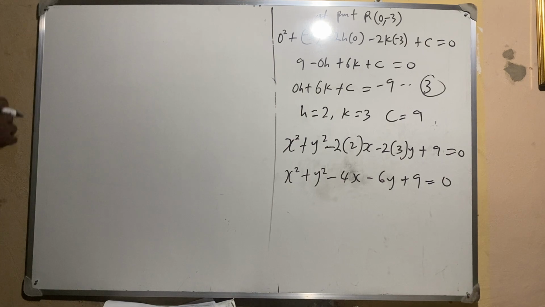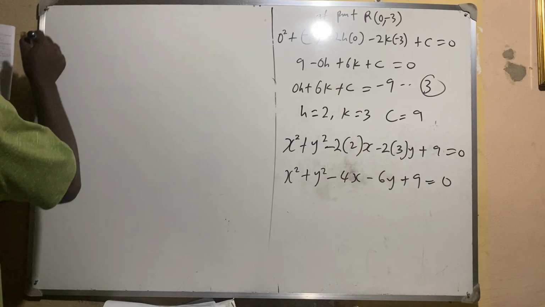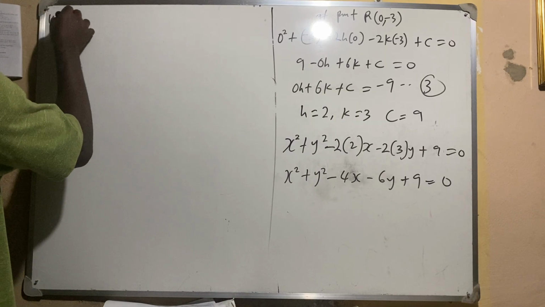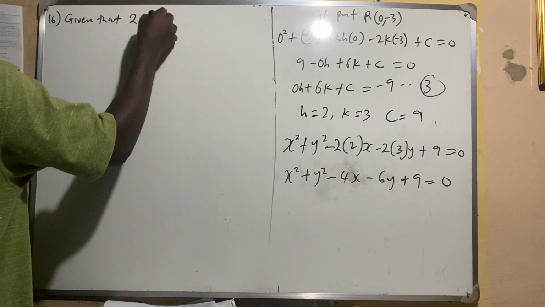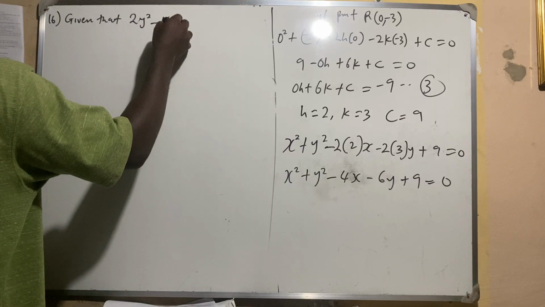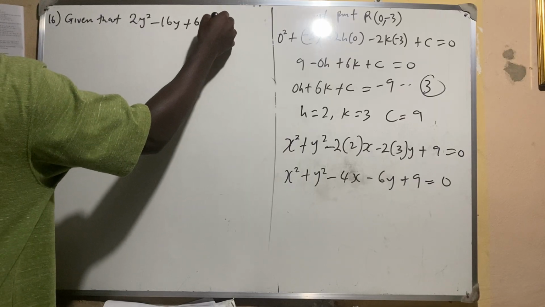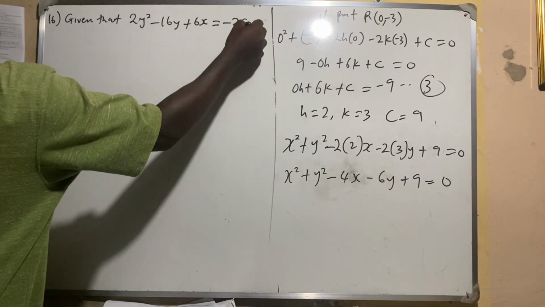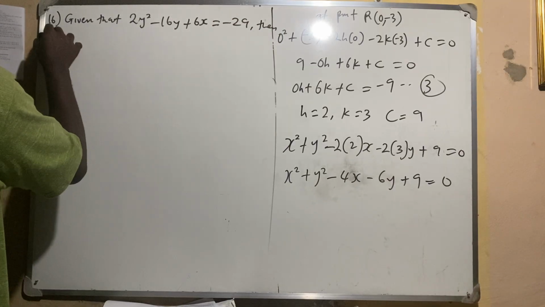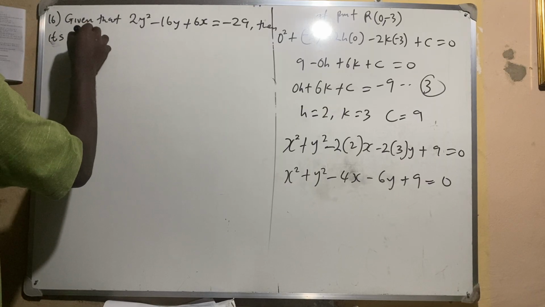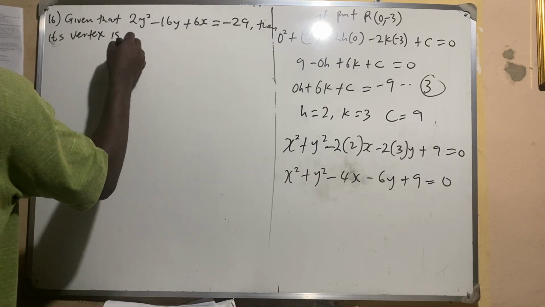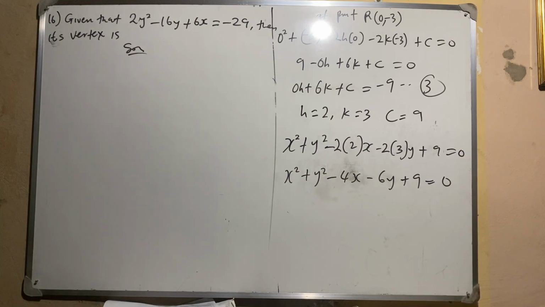Yes. So question number what now? I think question number 17. Or question number 16 rather. Question number 16 said, given that 2y squared minus 16y plus 6x is equal to minus 29, then its vertex is dash. Solution.